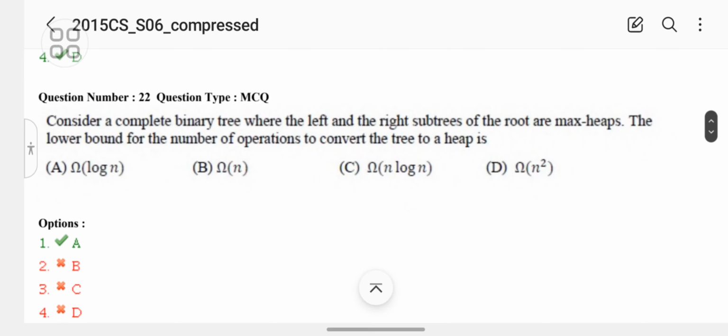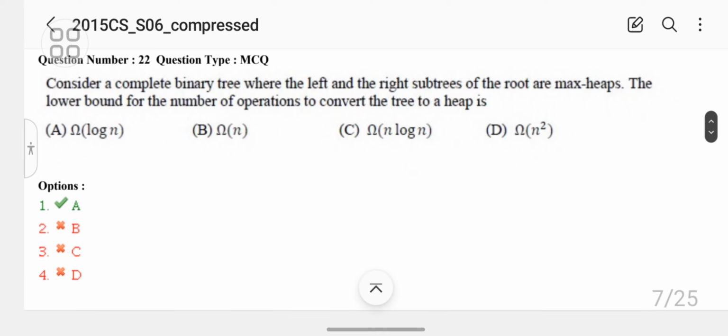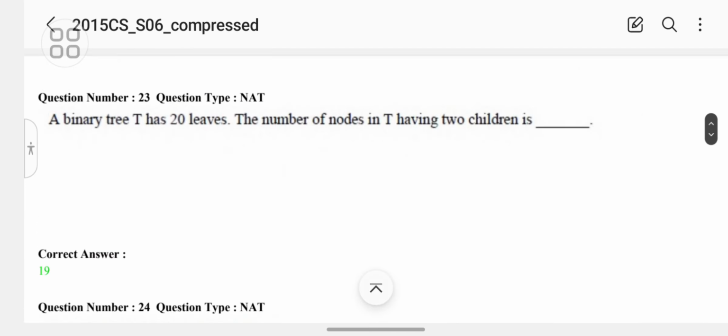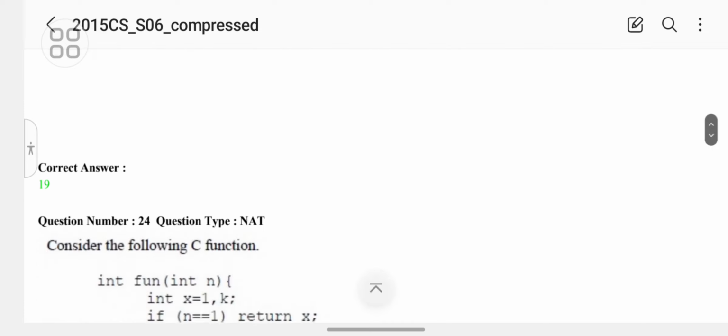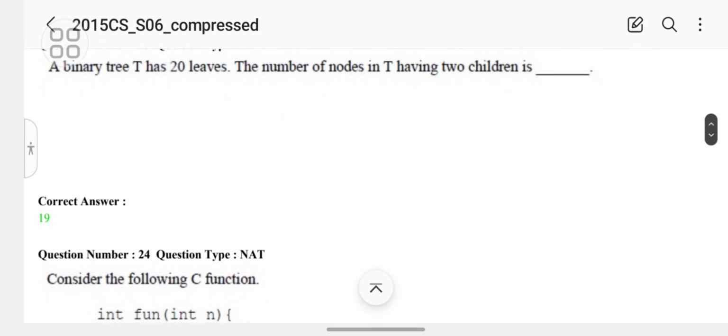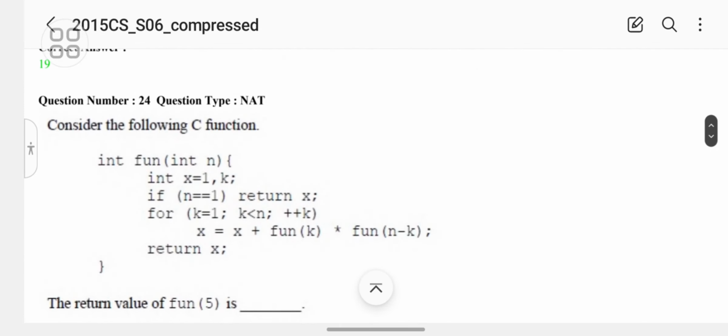Now question number 22: consider a complete binary tree where the left and the right subtrees of the root are max heaps. The lower bound for the number of operations to convert the tree to a heap is what? So we have to find the lower bound. Here the answer is A, that is omega of log n, right? Next is 23rd: a binary tree T has 20 leaves. The number of nodes in T having 2 children is what? For this the answer is 19. So for 23 our answer is 19.